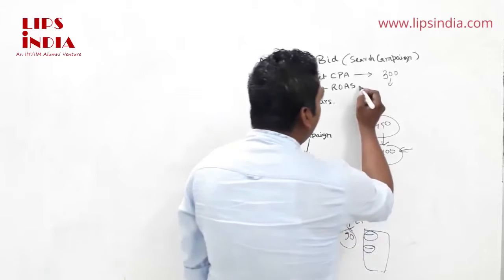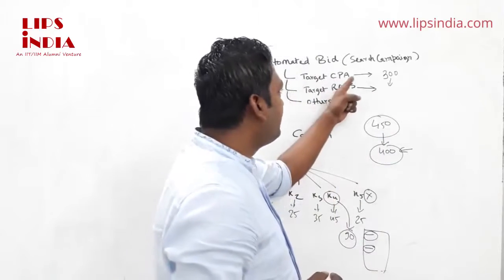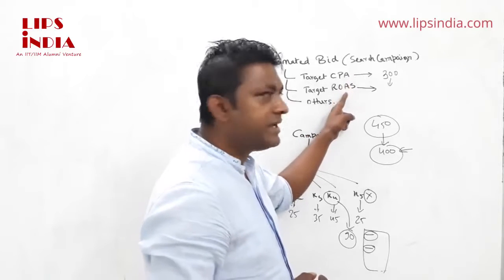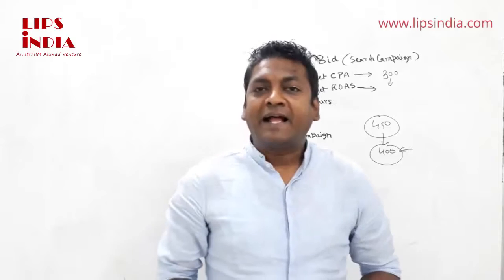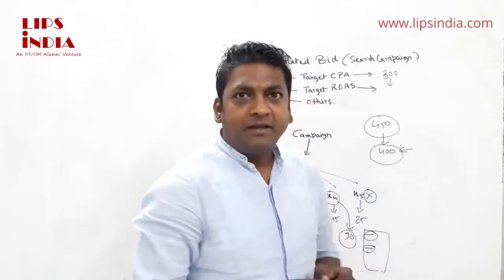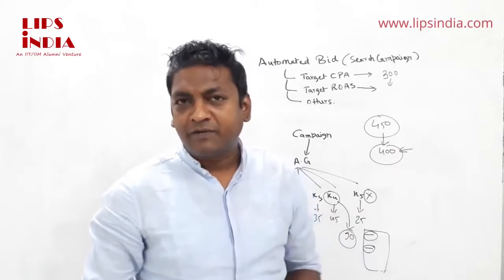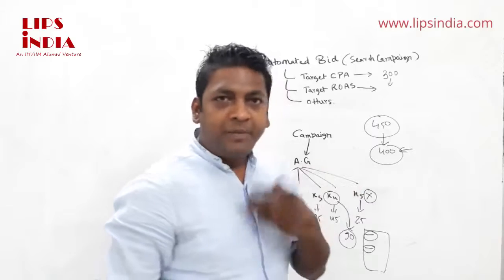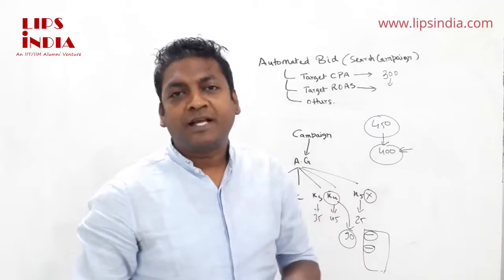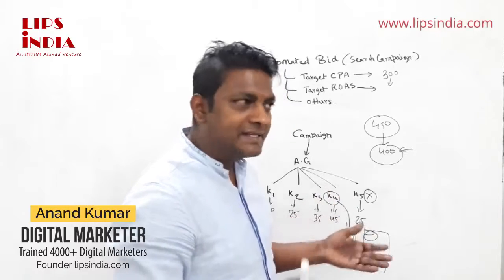And similarly, when you bid on ROAS, there is not much of a difference between a CPA bid and a ROAS bid. CPA is cost per acquisition, ROAS is return on ad spend. It's one and the same thing, except that in a CPA bid you're talking about the absolute number of conversions, while in a return on ad spend bid you're talking about the value of those conversions. But eventually you would end up paying for clicks at the back end.